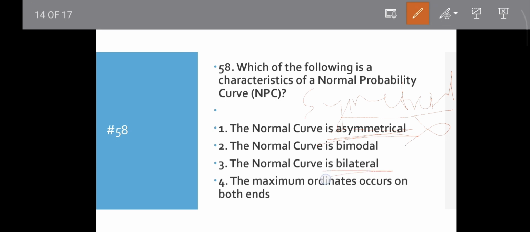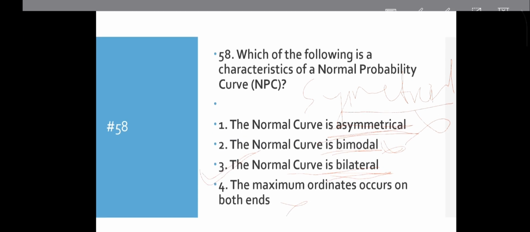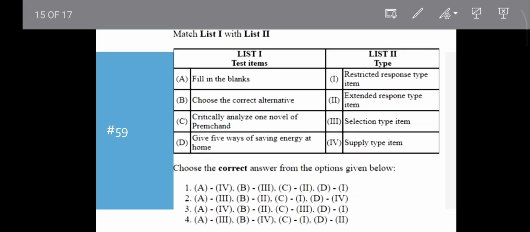Bimodal is not correct, it comes to mode. When there are two modes, that is called bimodal, so it is also incorrect and not applied for NPC. So bilateral is the concept where the normal curve is symmetric, mean, median and mode are the same, and it is bell shaped, so the curve is bilateral. The maximum ordinate occurring at both ends, no. Option 3 will be the correct answer. Okay, move to the next question.